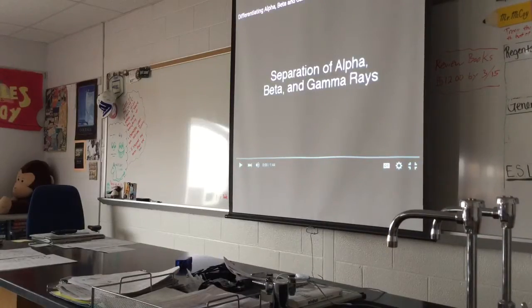I'll stop the video and show you. So you got alpha, beta, gamma, positron, right? And you got arrow number 1, which bends up towards the positive. You got arrow number 2, which goes straight through, undeflected by the positive or negative. And then you got arrows 3 and 4. Both of them bend down towards the negative, but one of them bends more than the other.